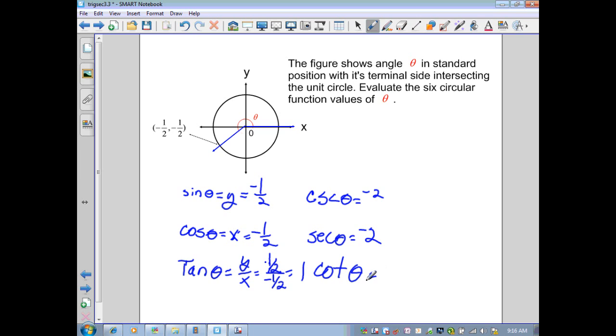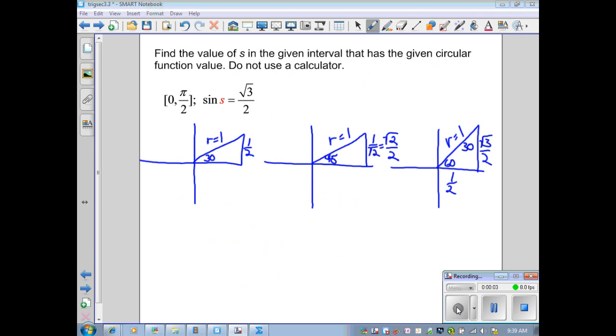My last example wants us to find the value of s in the given interval that has the given circular function value. Do not use a calculator. Here our interval is going to be between 0 and 90 degrees. And they want me to find a value of s, or a degree for s, that matches a circular function value of square root of 3 over 2.